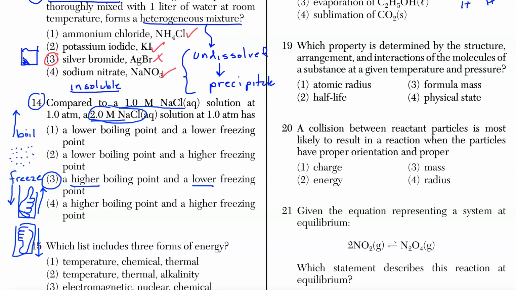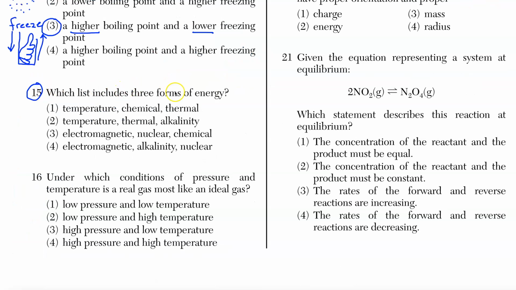On to number 15. Number 15, which list includes 3 forms of energy? Well, the first thing that jumps out at me is the temperature. I know a lot of people think, oh, temperature is the average kinetic energy. Actually, that's not true. Temperature is proportionate to the kinetic energy. We read a line above to say average, meaning as temperature goes up, the kinetic energy proportionately increases. You go faster. Kinetic energy is motion. So as temperature goes up in a system, the particles are moving more.